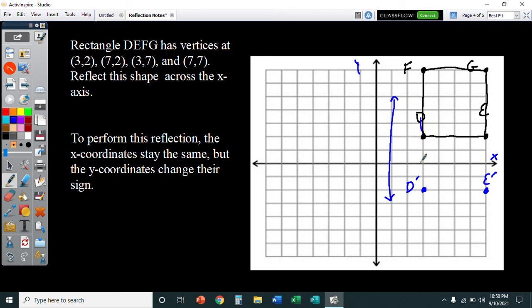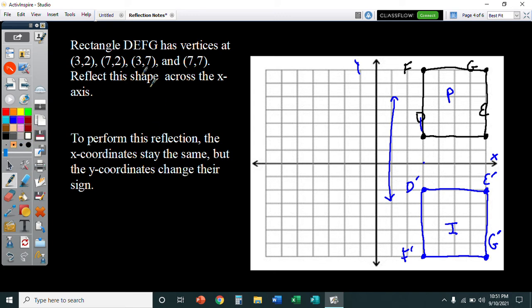F is 7 away, so I have to go 7 this way. So if you count 1, 2, 3, 4, 5, 6, 7, and then 1, 2, 3, 4, 5, 6, 7. So that's got to be F prime, and G prime is going to be right here. Rectangles and squares, anything like that, are a little bit easier than triangles, but triangles aren't incredibly difficult. And this is your reflected shape. This is the pre-image, and this is the image, and you're done. That's all reflections are.